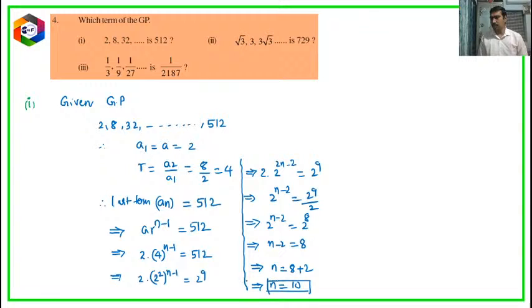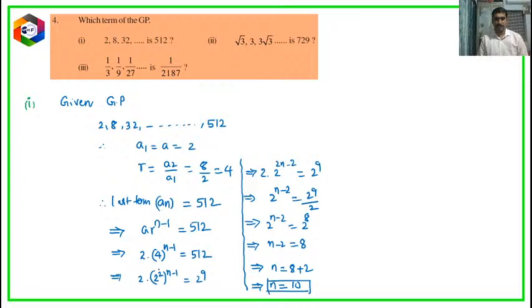So these model questions are important. Okay. Here once again a1 is 2 and r is a2 by a1, which is 4.